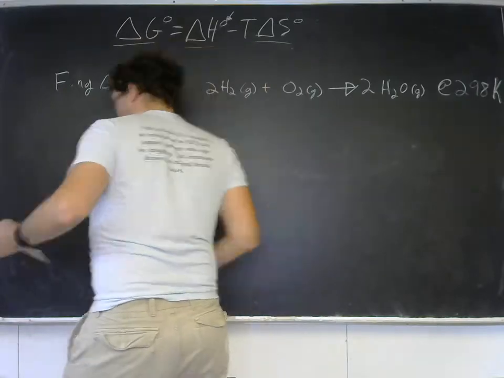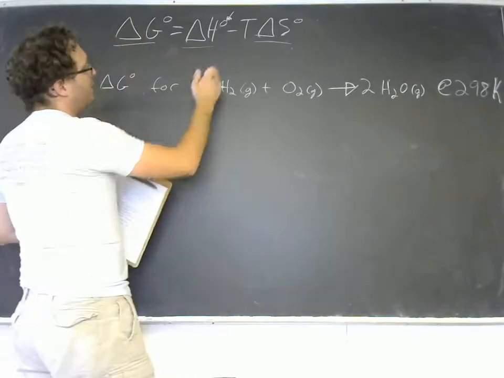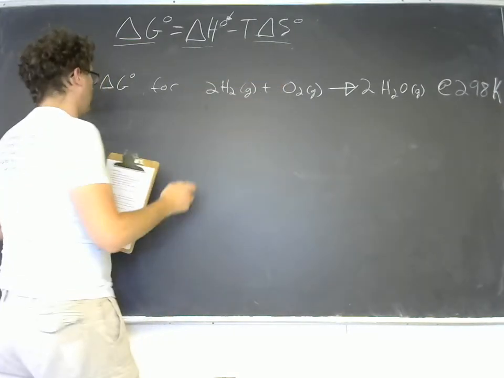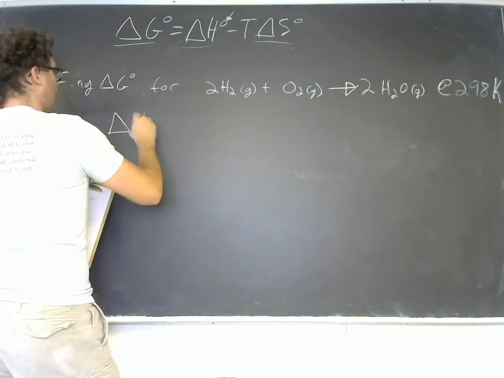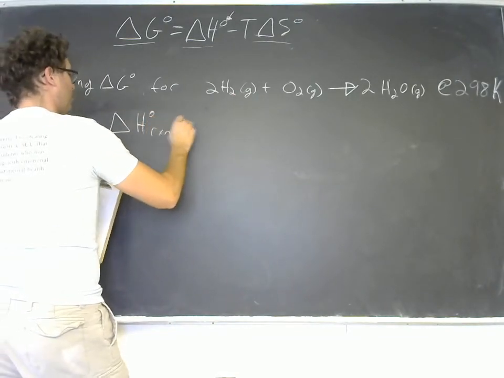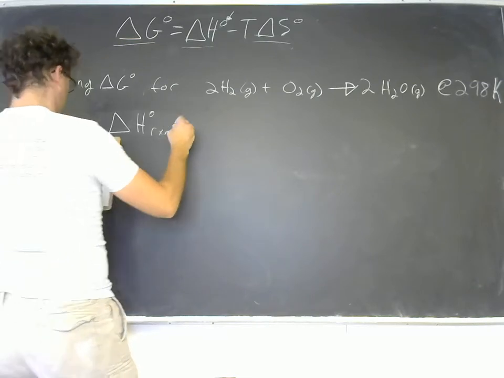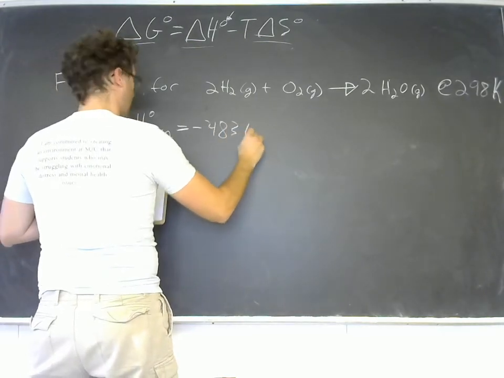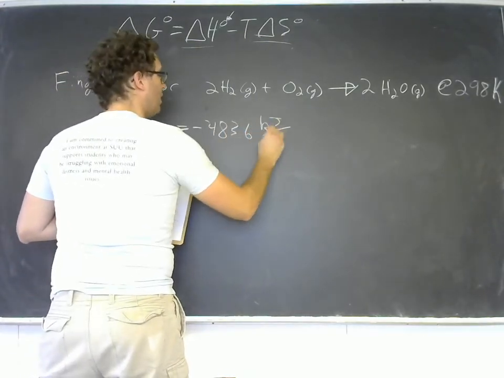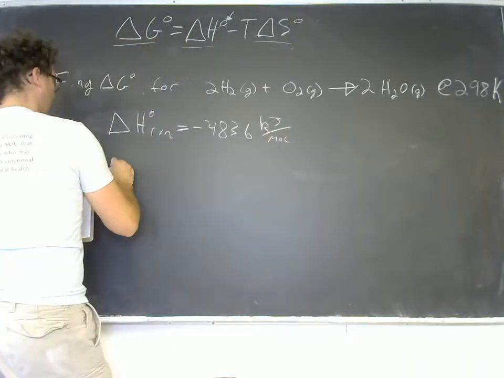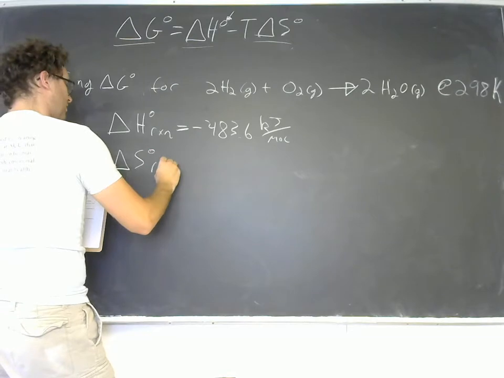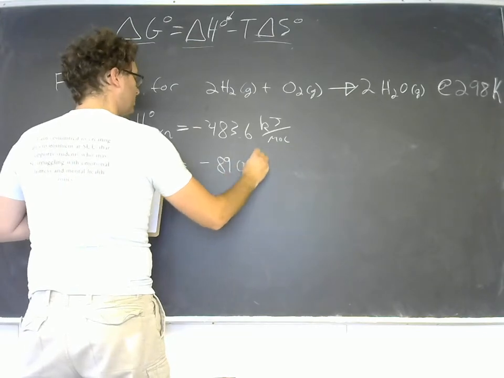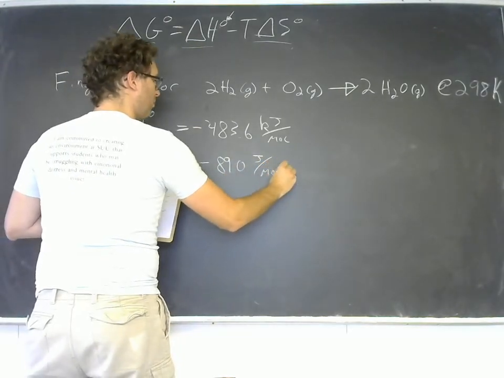this time. We're going to actually look up the delta H of formation and the standard molar entropies for all of these species. And when you do, you'll end up with a delta H naught of reaction for this equal to negative 483.6 kilojoules per mole, and a delta S naught of reaction equal to negative 89.0 joules per mole Kelvin.